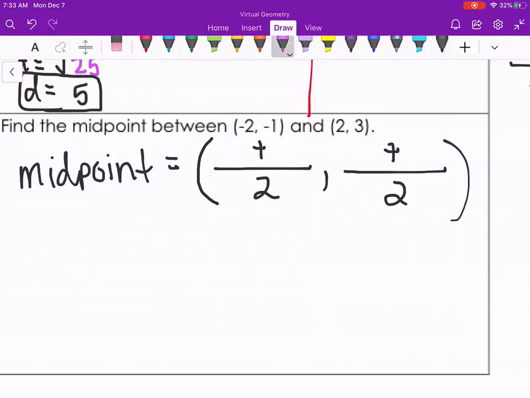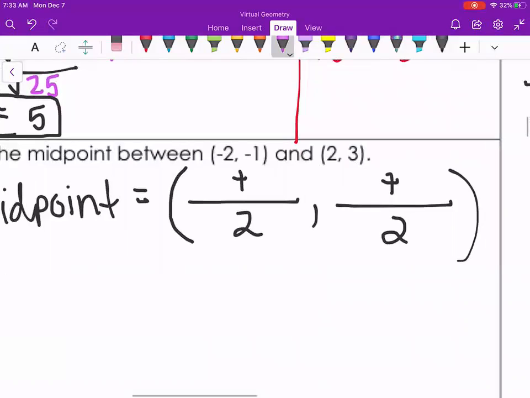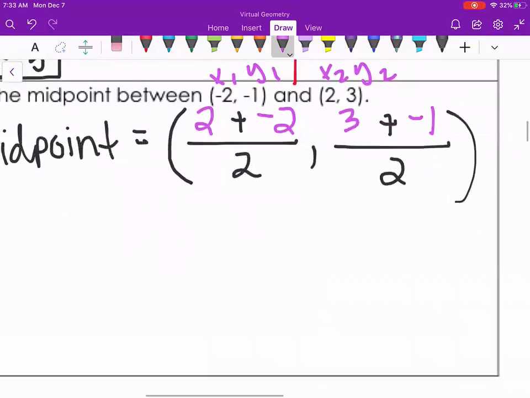So similar situation to the last one. We've got x1 and y1, x2 and y2. And we're going to start with x2, which is that same 2, plus x1, negative 2. And then we do the same thing to the y's, y2 plus y1, 3 plus negative 1. Let's see what we get. Let's add those together.